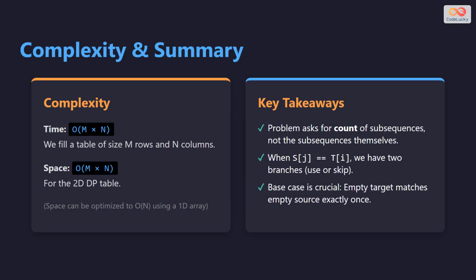To wrap up, the time complexity of this solution is O(m times n), where m and n are the lengths of the 2 strings. The space complexity is also O(m times n) for the table, though this can be optimized to O(n) using a 1D array. Remember, the key is identifying that this is a counting problem with overlapping subproblems, making it a perfect candidate for dynamic programming.